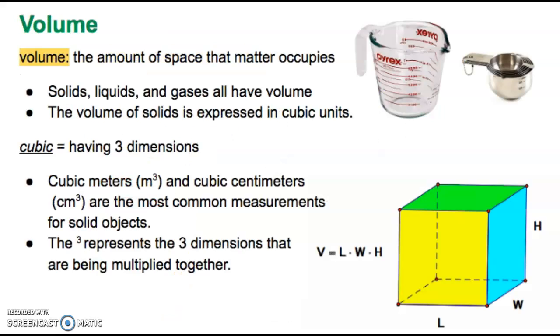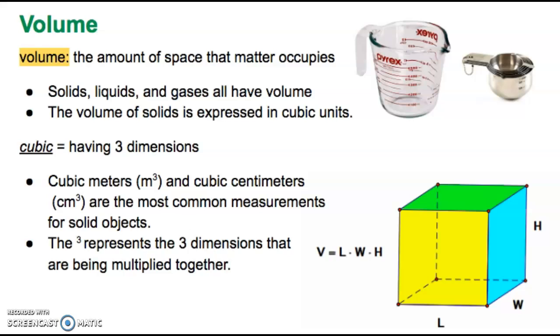Moving on from mass and weight, we have volume. Volume is the amount of space that a piece of matter is going to fill up or occupy. Solids, liquids, and gases all have volume. It's really easy for us to sometimes think about solids and liquids as having volume because we can see how much space they take up in a cup or on a shelf. But gases have volume as well. That's the reason that a balloon will start to expand as air is pumped into it.